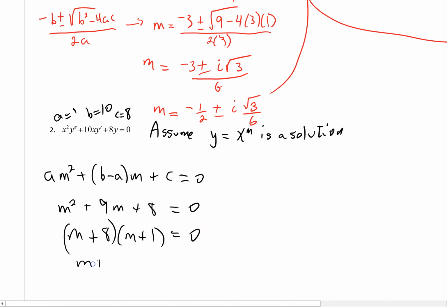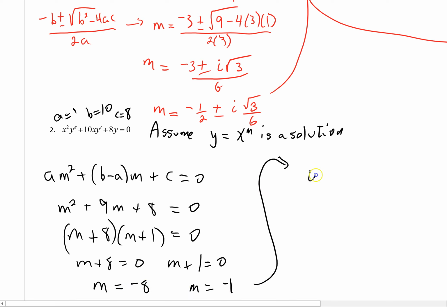And using your zero factor theorem, it's only going to take you a moment to see that you'd get m equals negative 8 and m equals negative 1. And that's going to lead you then to having an answer of x to the negative 8, with some general constant in front of that, and a second constant, x to the negative 1. So that works out rather nicely, and we're going to be able to get our solution quickly.